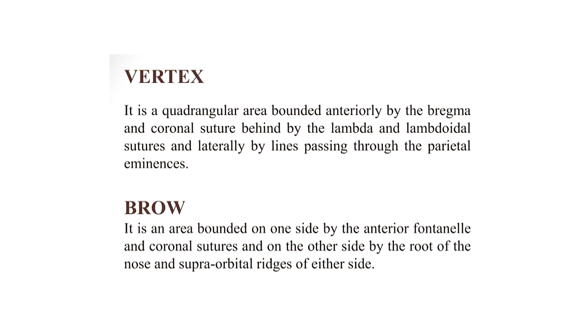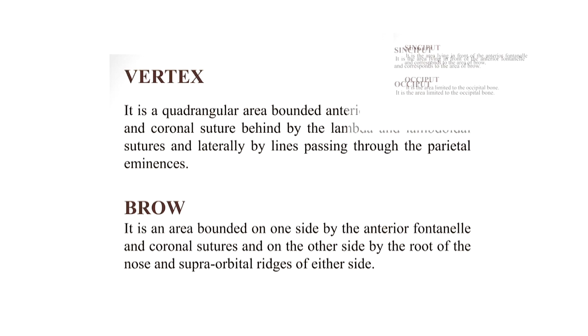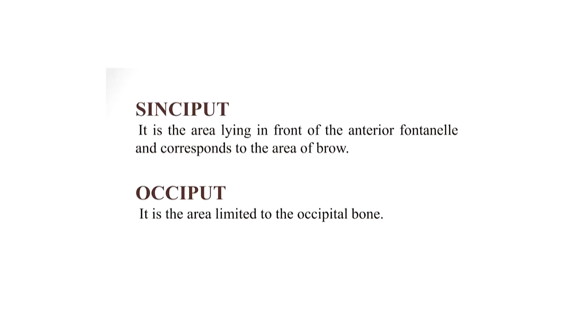Next will be brow. It is an area bounded on one side by the anterior fontanelle and coronal sutures, and on the other side by the root of the nose and supraorbital ridge of either side. Next one will be the sinciput. It is the area lying in front of the anterior fontanelle and corresponds to the area of brow. The last one is occiput. It is the area limited to the occipital bone.